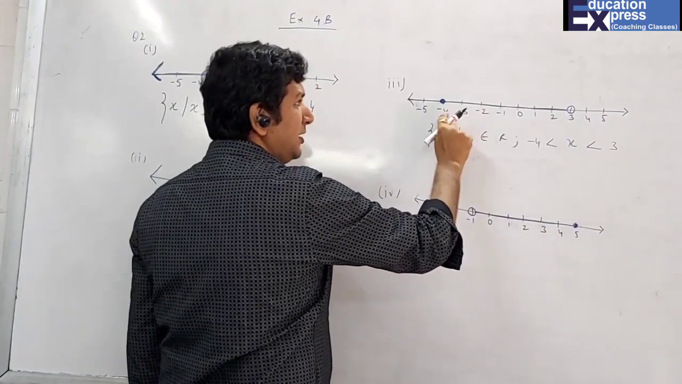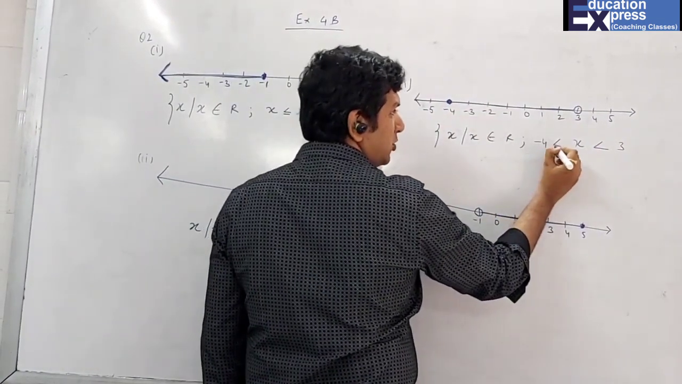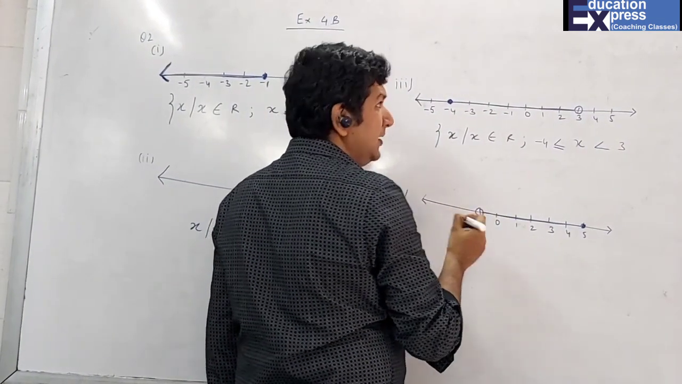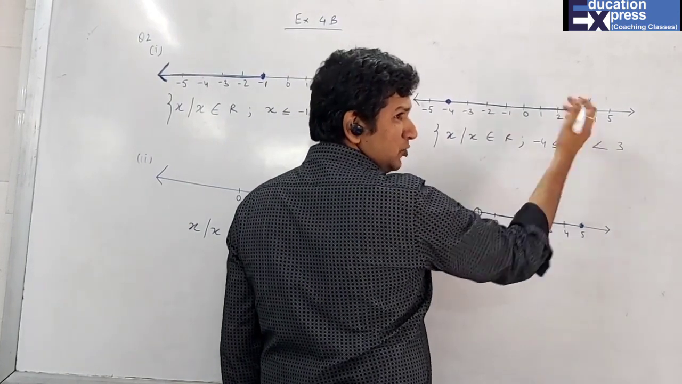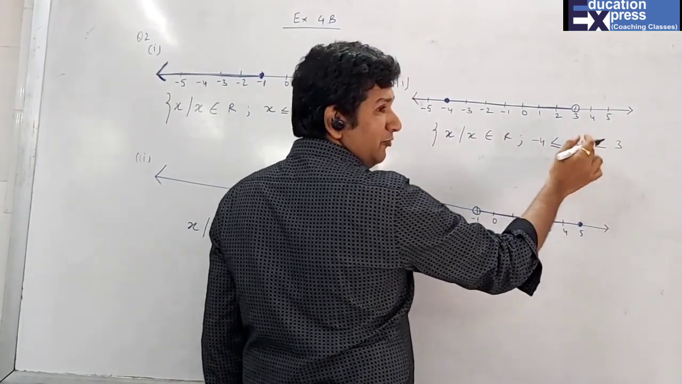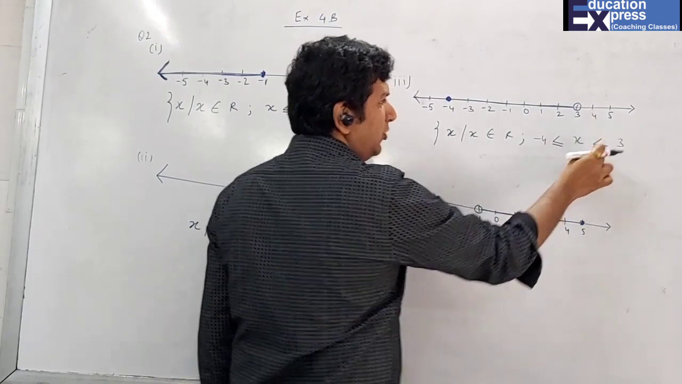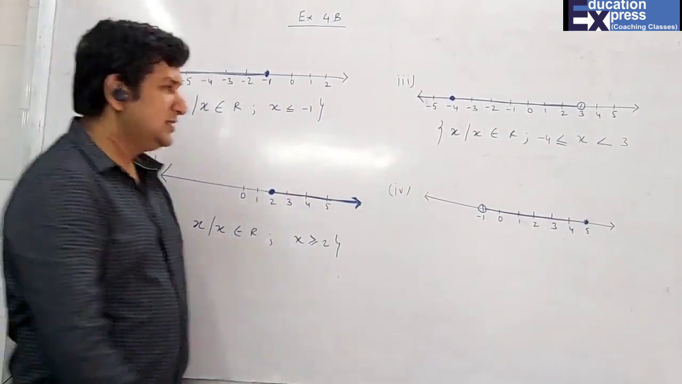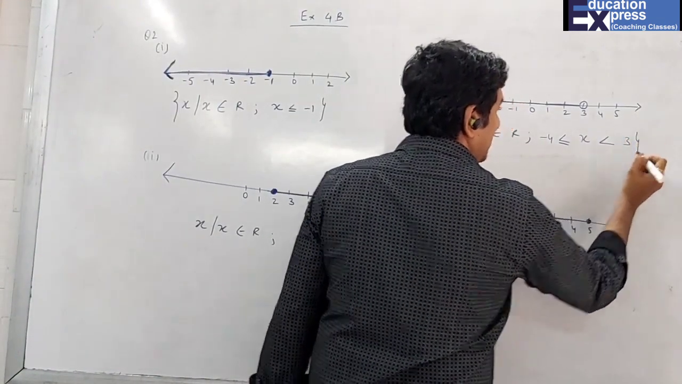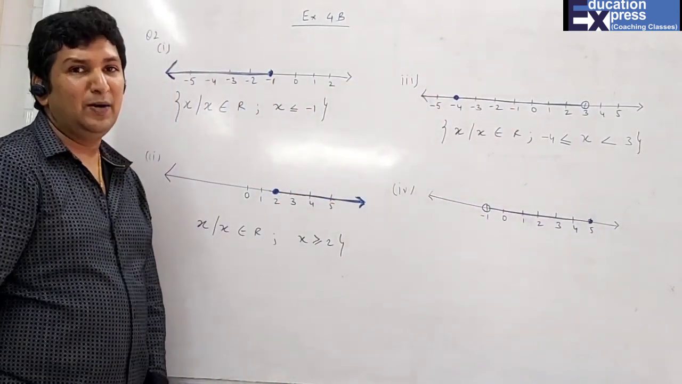Now you can see the solid part is there on the minus 4. Where the solid part is there, we have to put the equal to sign. And here there is a hollow circle, no solid circle, therefore no equal to sign. So this is how you represent it on the number line and how you come to the set builder form.